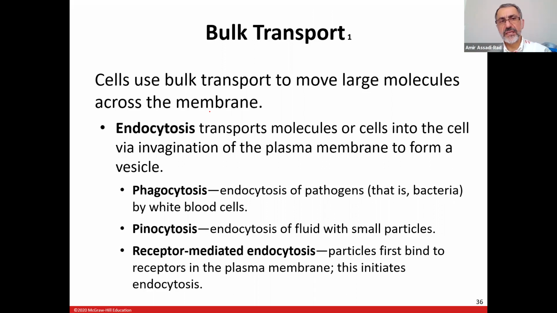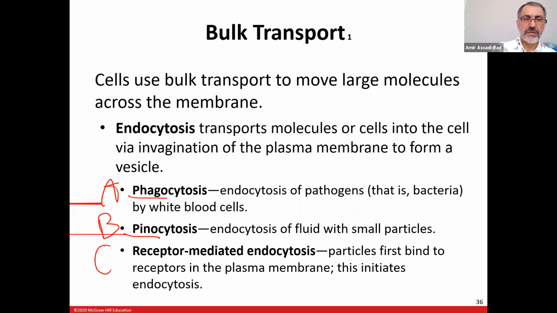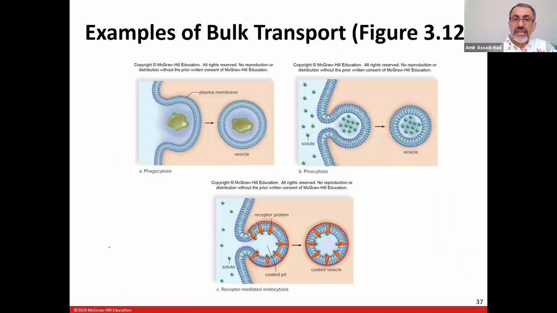Then, as I said, if big molecules are getting inside of the cell or outside of the cell, then you have endocytosis or exocytosis. Endocytosis has three types. One of them, type A, is phagocytosis. Phago means eating. And pinocytosis means cell drinking. And receptor-mediated endocytosis means there is a receptor that receives the molecules to allow them in, and I'll show you a picture. So that's the third method of endocytosis.